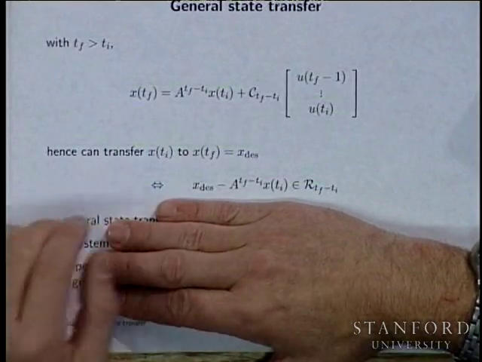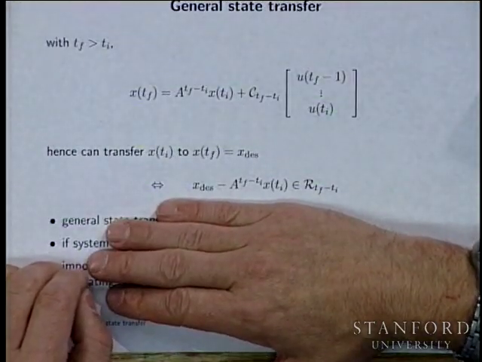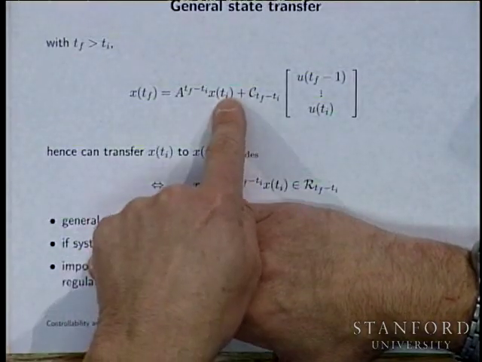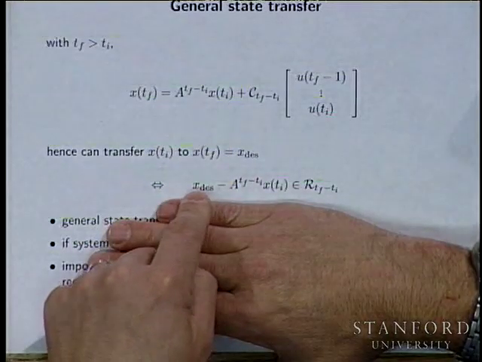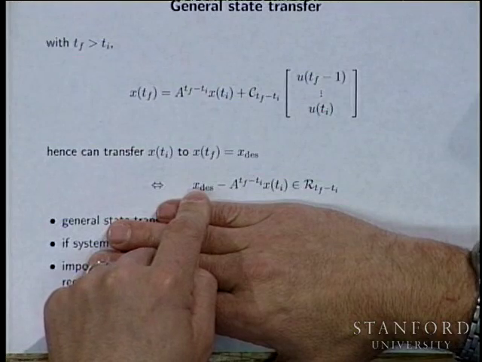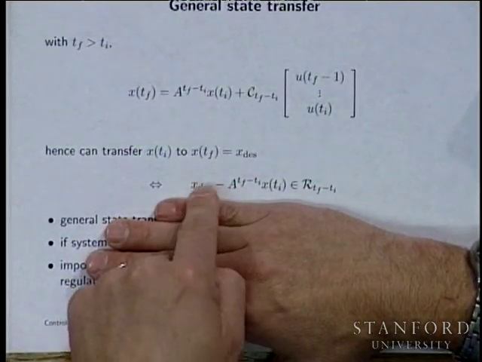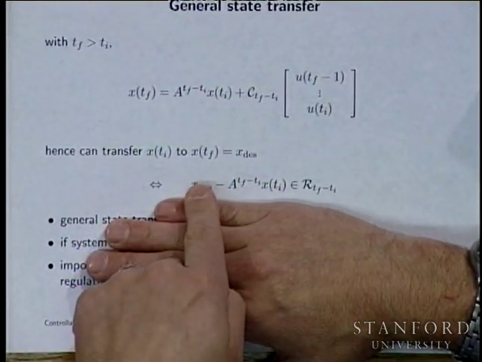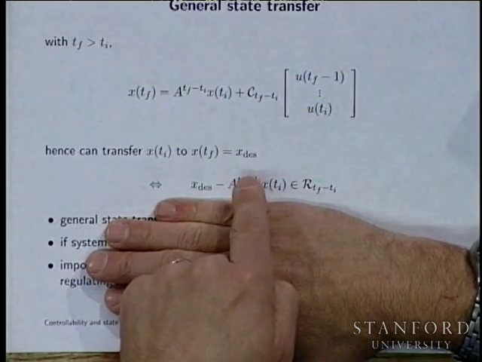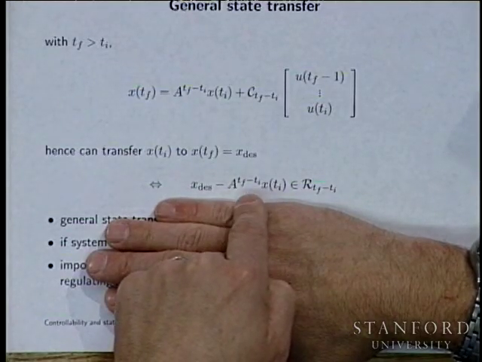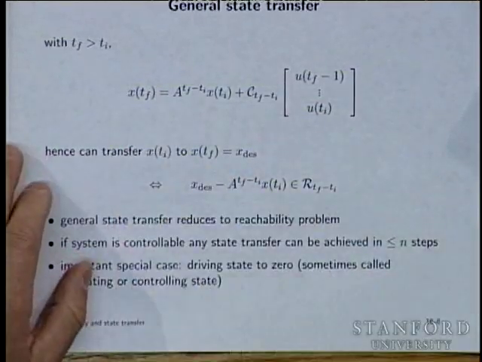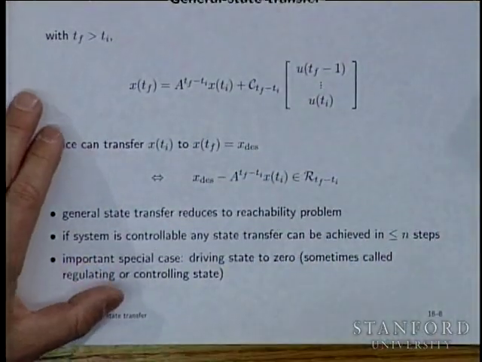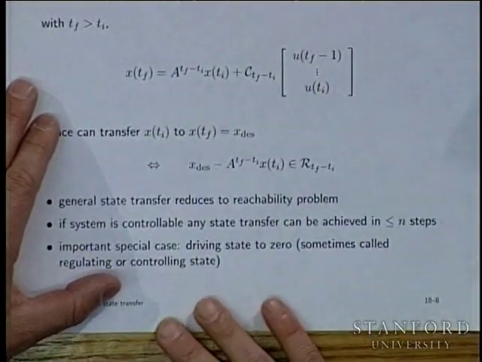It actually makes a lot of sense. It's quite beautiful. It basically says something like this. If you want to know if you can transfer from an initial state to a desired state, then it's really the same as the reachability problem. What you want to reach is an interesting state. You don't want to reach x desired. You want to reach x desired minus what would happen if your initial state were propagated forward in time. That's what it comes down to. So this is simple, but it's quite interesting.